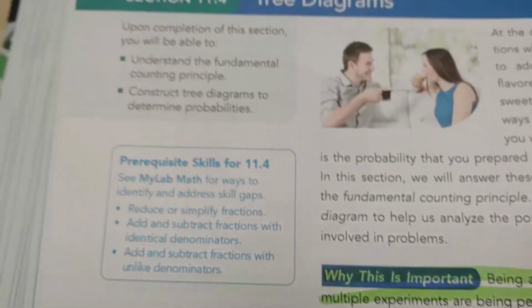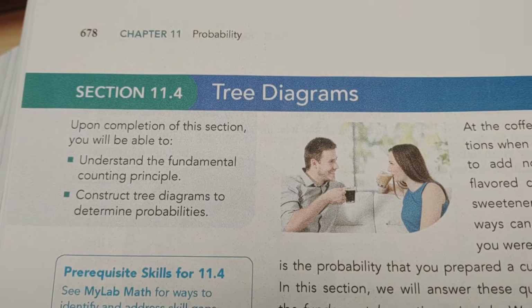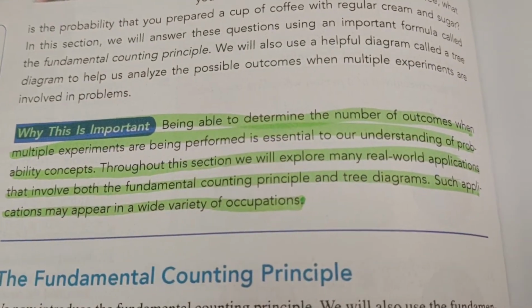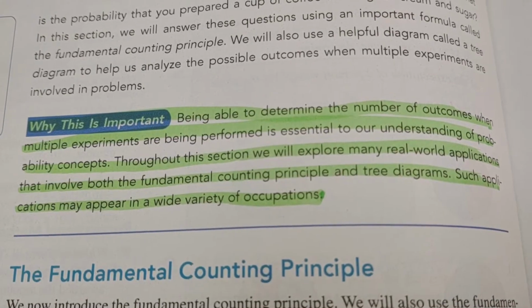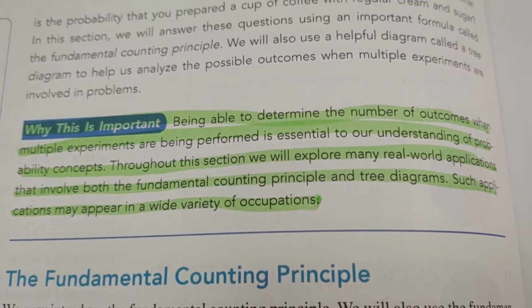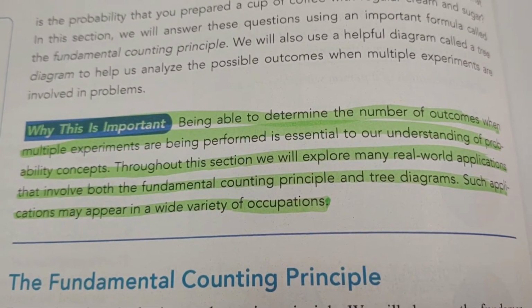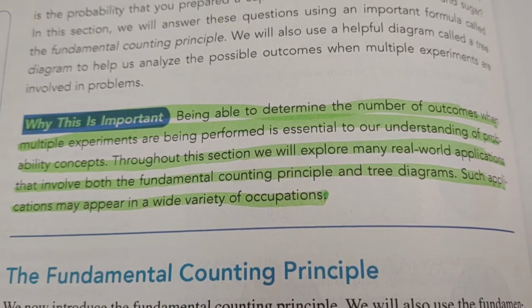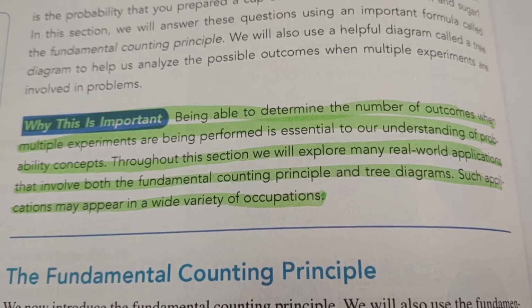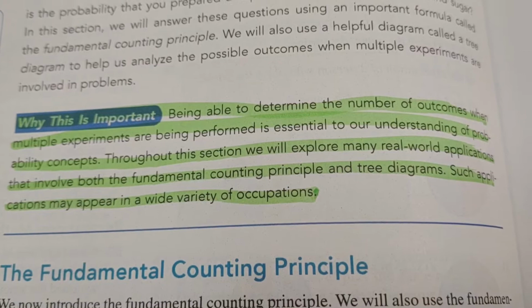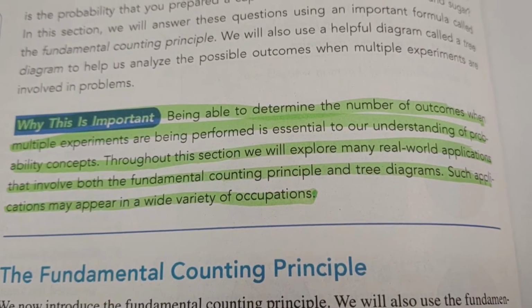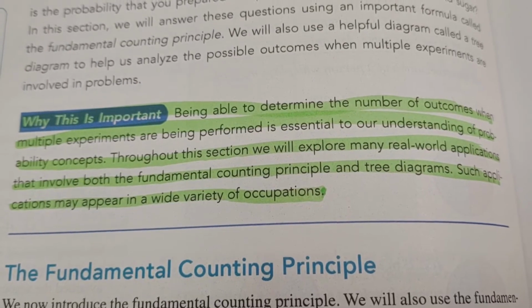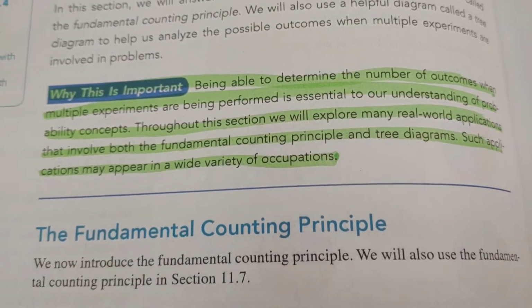Okay, this is Chapter 11, Section 4, Tree Diagrams. It says, being able to determine the number of outcomes when multiple experiments are being performed is essential to our understanding of probability concepts. Throughout this section, we will explore many real-world applications that involve both the fundamental counting principle and tree diagrams. Such applications may appear in a wide variety of occupations.